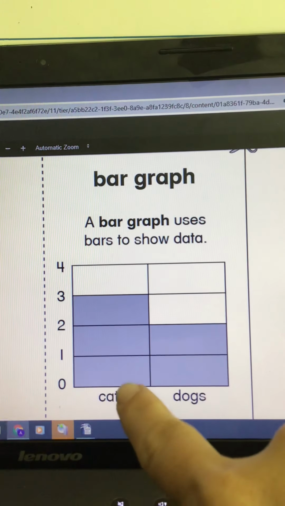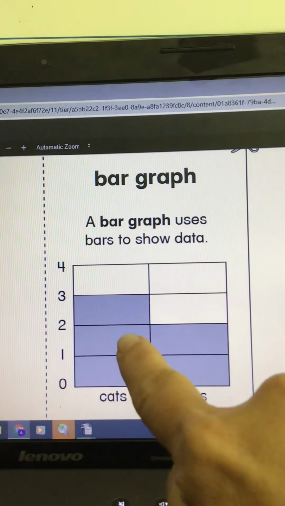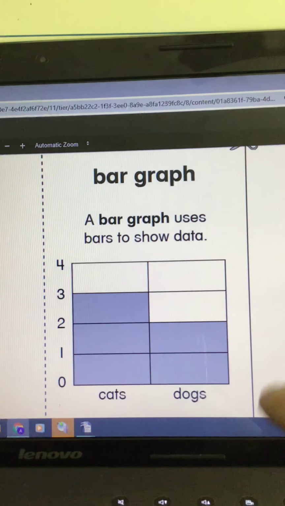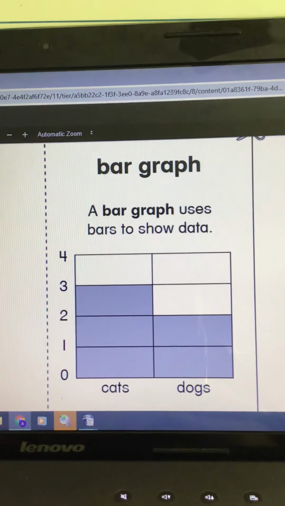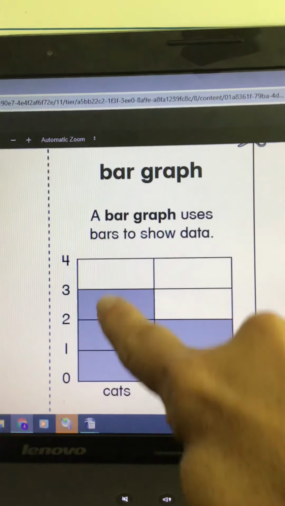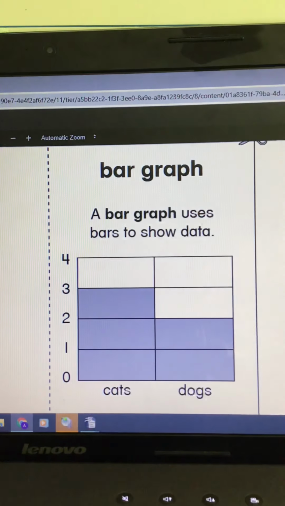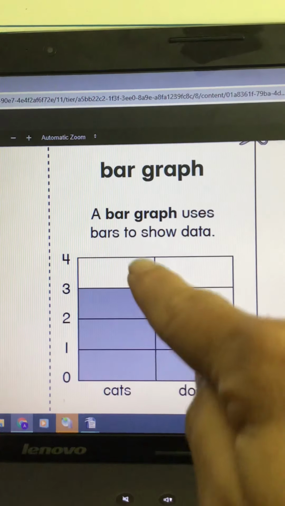This side says cats. So 1, 2, 3 people chose cats. This side says dogs. 1, 2. 2 people chose dogs. And it makes a bar going up. Sometimes bar graphs go across also. This one is going up.